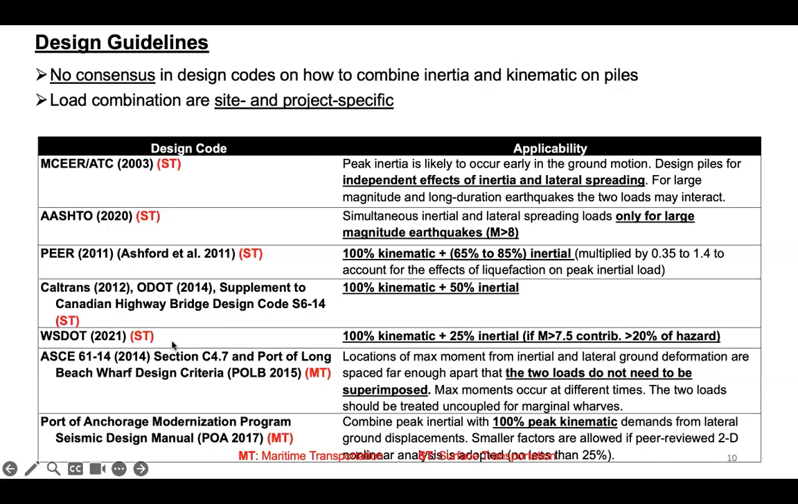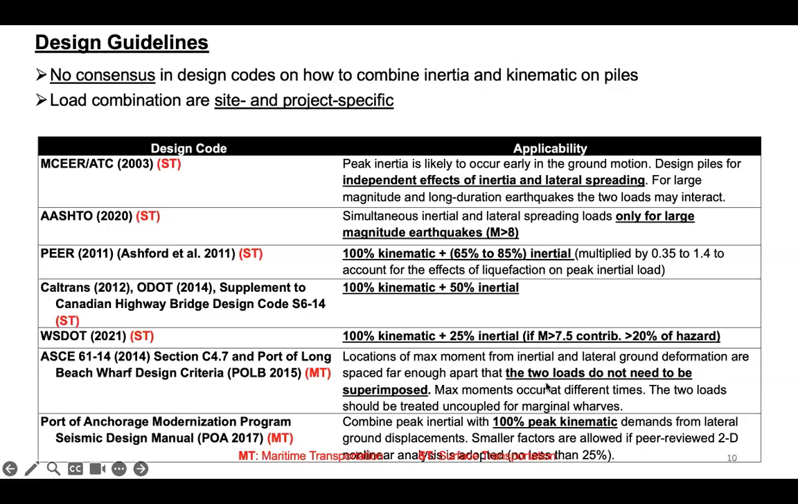Washington DOT takes a slightly different approach, which is interesting. They recommend combining 100% of kinematic with 25% of inertia, but they make it dependent on hazard contributions. You look at the deaggregation results of your seismic contributions. If magnitudes greater than 7.5 contribute more than 20% of the hazard, then they recommend combining 100% kinematic plus 25% of inertia. For the port and wharf codes and standards, AC61 recommends treating the two loads as independent, so you don't need to combine them.